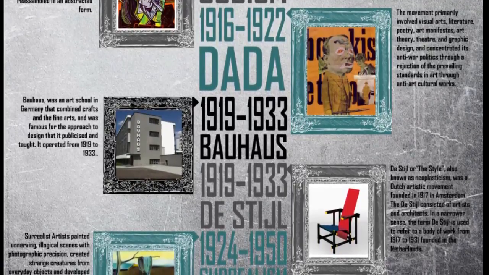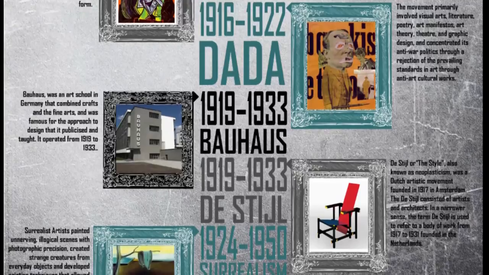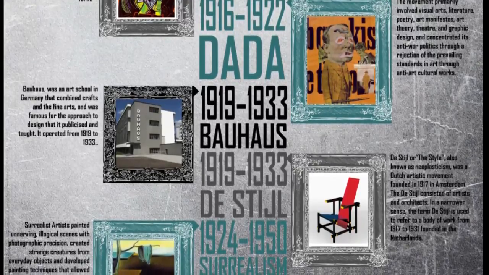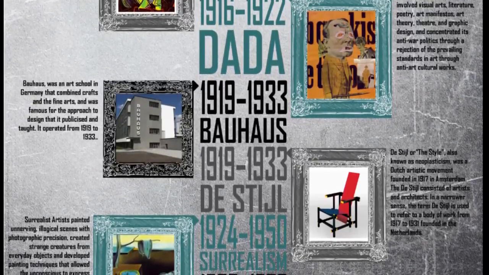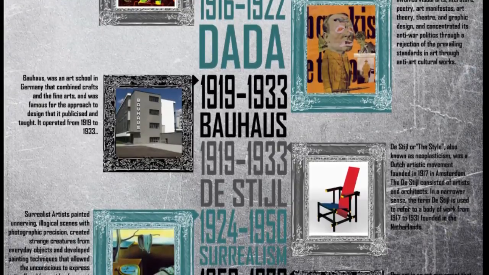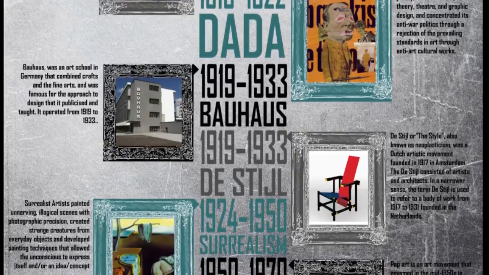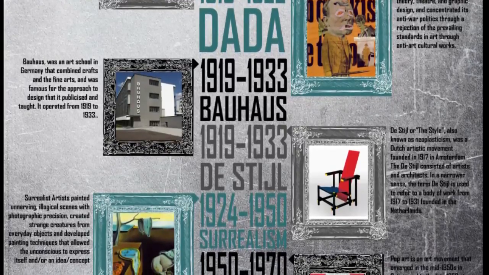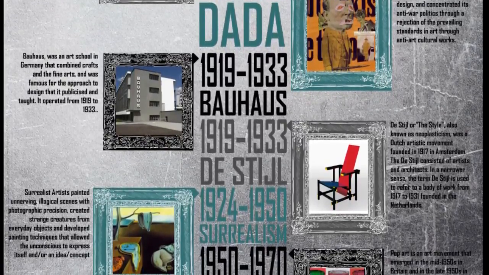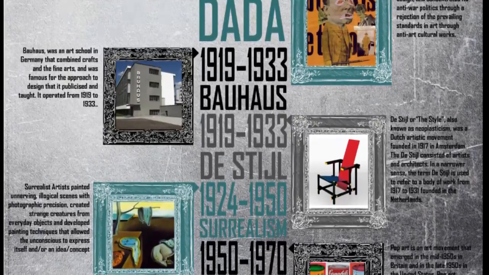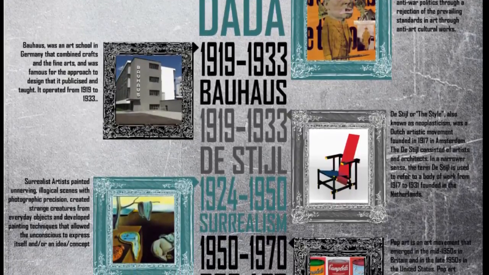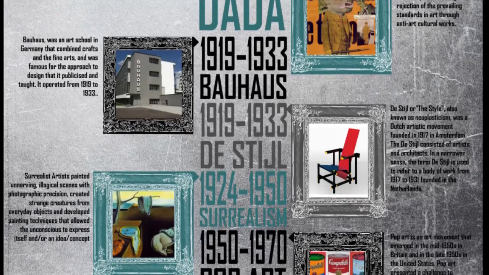In the same year we saw De Stijl, or the style, also known as Neoplasticism. It was a Dutch artist movement founded in 1917 in Amsterdam. De Stijl consisted of artists and architects. In a narrow sense, the term De Stijl is used to refer to a body of work from 1917 to 1931 founded in the Netherlands.